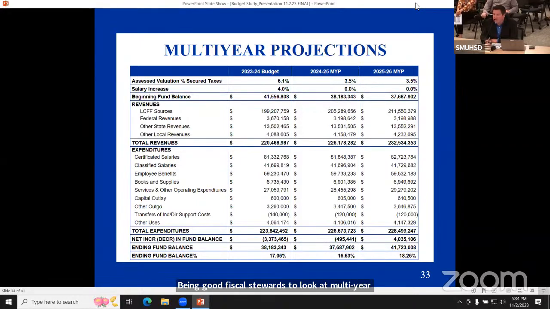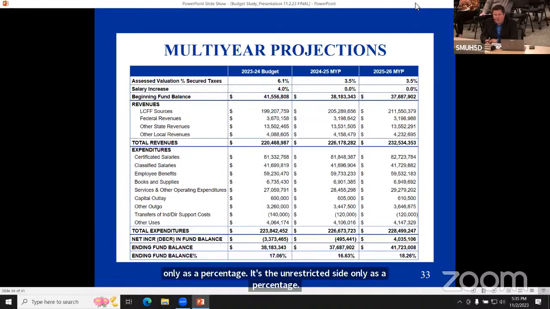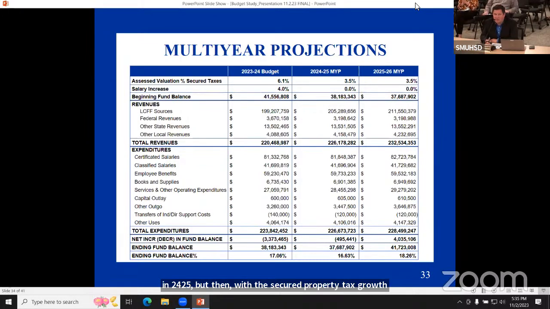And so in that, we have assumptions that I'll get into, but we continue, we spend down a little bit of that ending fund balance. And that ending fund balance is the unrestricted side only as a percentage. And so it goes down a little bit in 23-24, a little bit in 24-25, but then with the secured property tax growth built in, it goes back up a little bit. It's important to note that for 24-25 and for 25-26, there are no salary increases listed in here, even though we have assessed valuation growth built in here. So that's an important thing that's not in there.